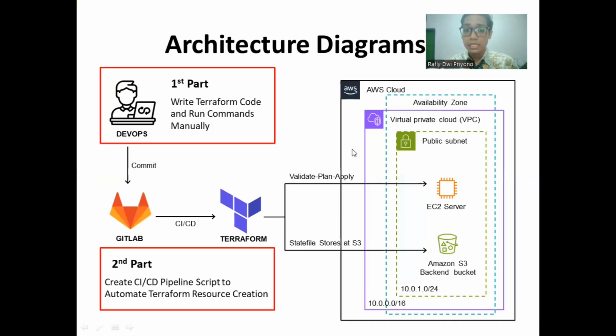The first part is where we write the Terraform code manually, run the commands, and see if everything is working fine. Then in the second part of the video, we create a CI/CD pipeline to automate Terraform commands, so that whenever a person makes changes in the infrastructure, for example increasing or decreasing the number of EC2 instances, the DevOps engineer doesn't have to manually run the commands. It will be done through CI/CD automatically whenever a pipeline is triggered.